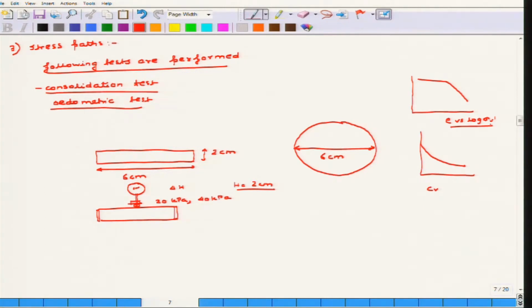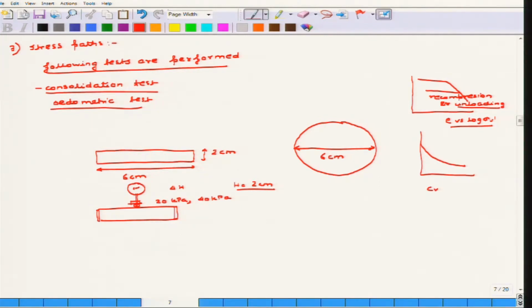These curves are obtained. Now similarly, just the same case, when you are going for recompression, or when you are going for a swelling part, what you do is that you remove the load, and you observe the change in the dial gauge. So you get this recompression part, recompression, or it can be termed as the unloading part. So this is how in general an odometer behaves.